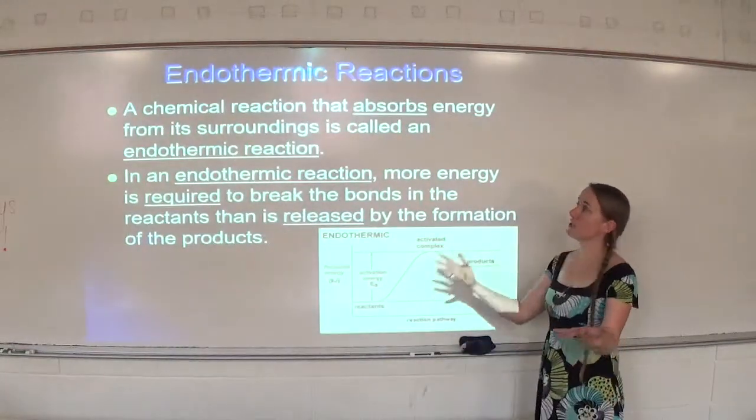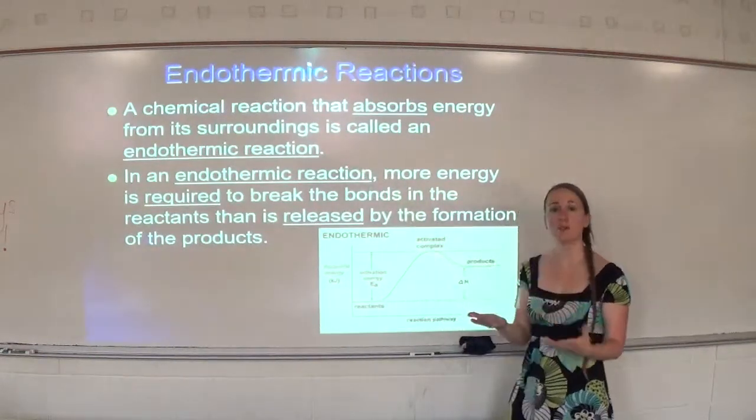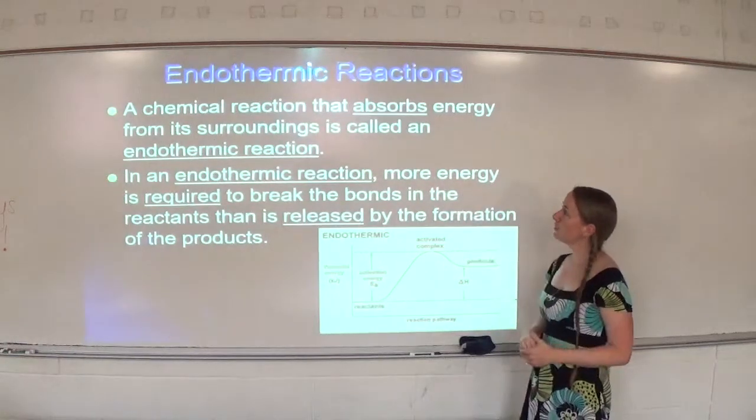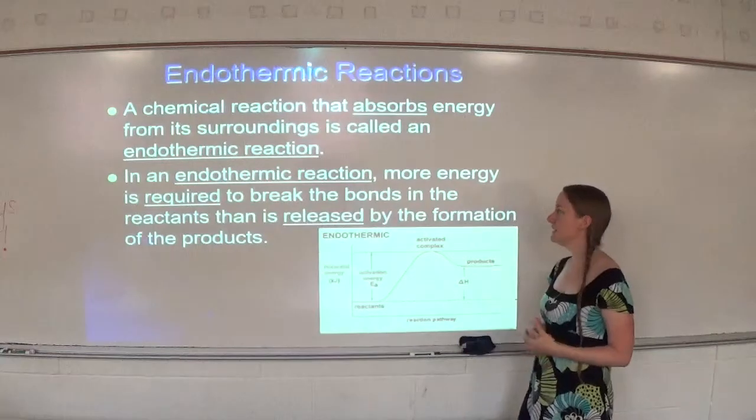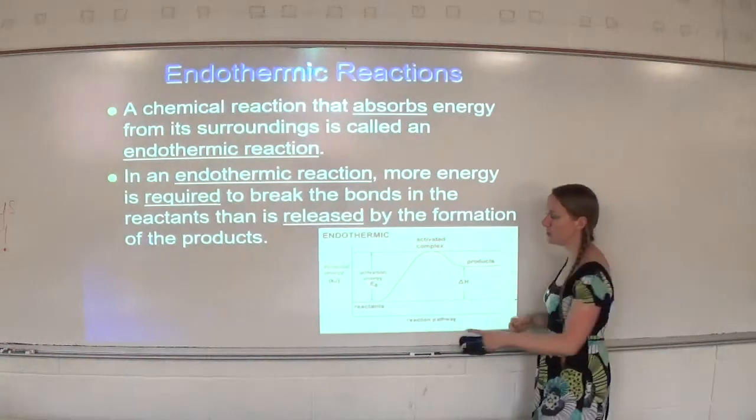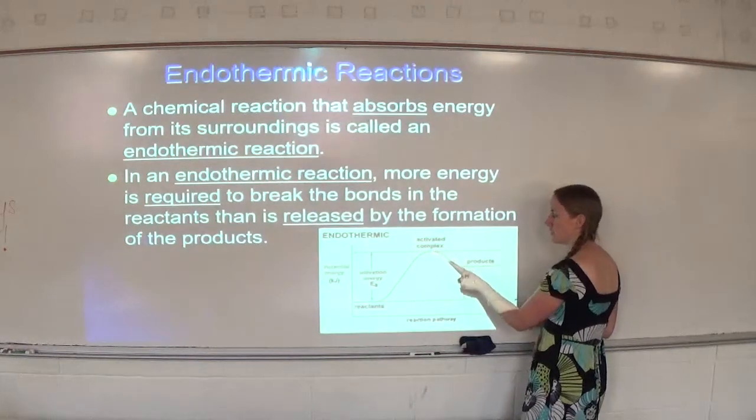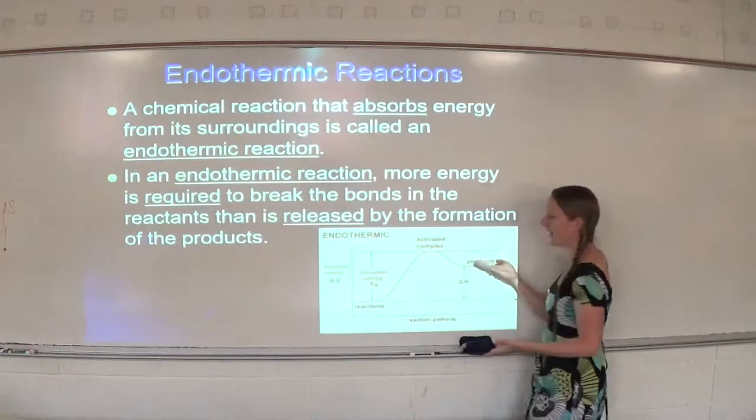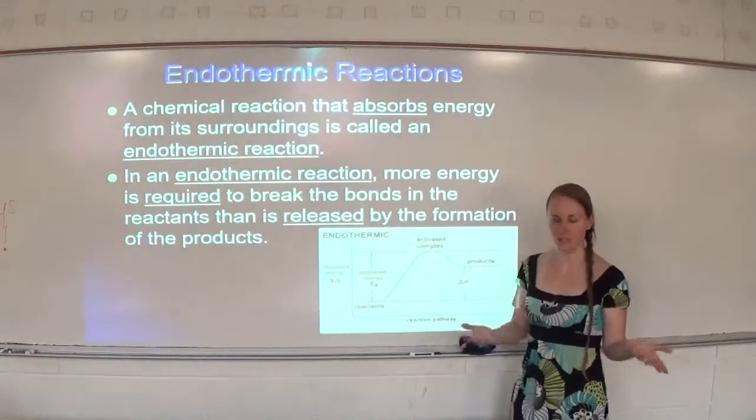A chemical reaction that absorbs energy from the surroundings is called an endothermic reaction. So think of endo as in. Energy is coming into the reaction. In an endothermic reaction, more energy is required to break the bonds in the reactants than is released by the formation of the products. So here we have reactants at the very bottom. Remember, it's got to get over that activation energy, but our products are much higher in energy. So we went from low energy to high energy, which means that reaction had to absorb energy as it was progressing.